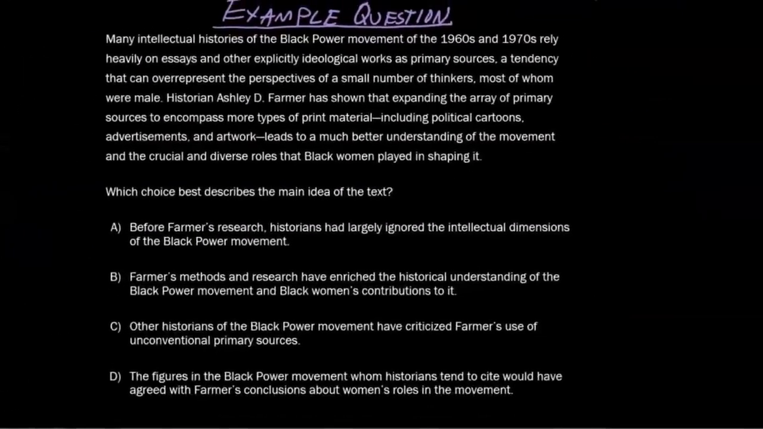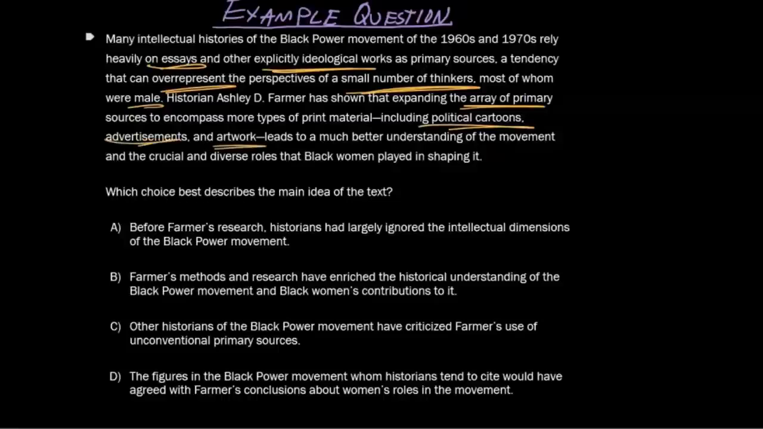Many intellectual histories of the Black Power movement in the 1960s and 70s rely heavily on essays and other explicitly ideological works as primary sources, a tendency that can overrepresent the perspectives of a small number of thinkers, most of whom were male. Historian Ashley D. Farmer has shown that expanding the array of primary sources to encompass more types of print material, like political cartoons, advertisements, and artwork, leads to a much better understanding of the movement and the crucial and diverse roles that Black women played in shaping it.